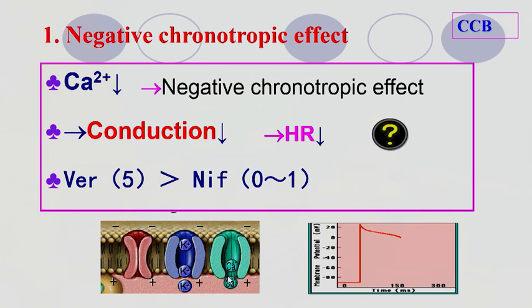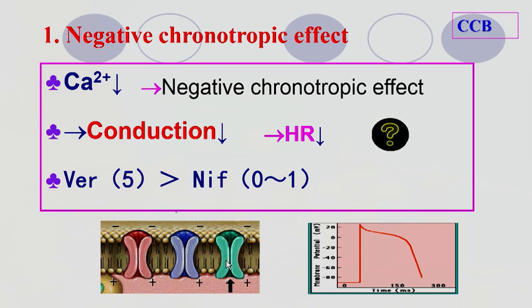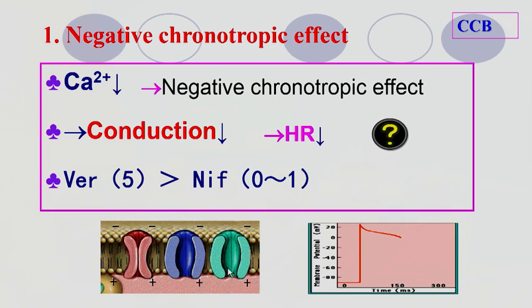For these two prototype agents, verapamil and nifedipine, verapamil's chronotropic action is more powerful than nifedipine's. So which drug do we use to treat tachycardia? Verapamil, yes, excellent. So the first effects of calcium channel blockers on the heart are negative inotropic action and negative chronotropic action.